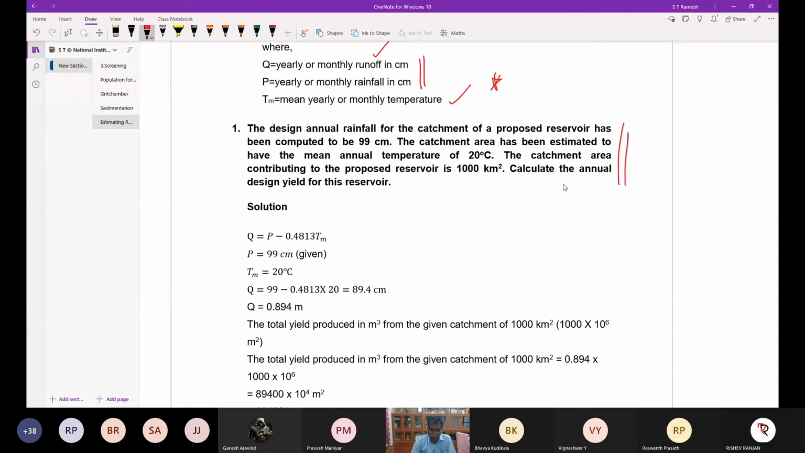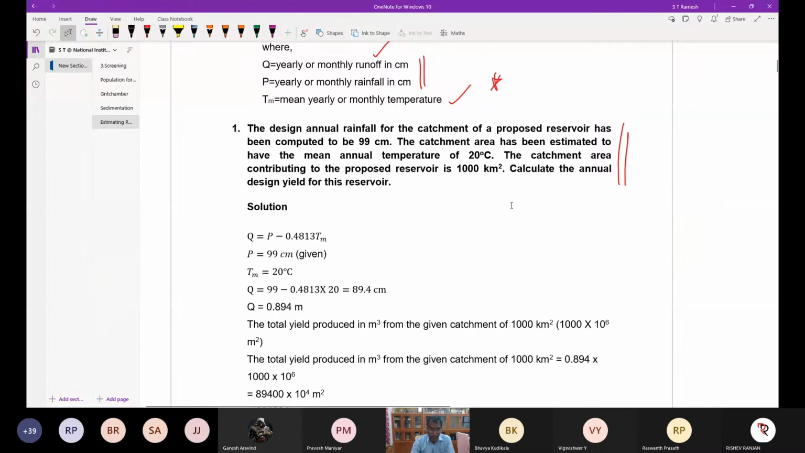Before proposing any reservoir plan or any water source, normally they do these estimations. It's very simple. The proposal is for one new reservoir, and the data given are: the catchment area, which is spread over almost 1000 square kilometers, the annual rainfall in the locality is 99 centimeter, the average design annual rainfall in the catchment area, and the temperature is 20 degrees Celsius.